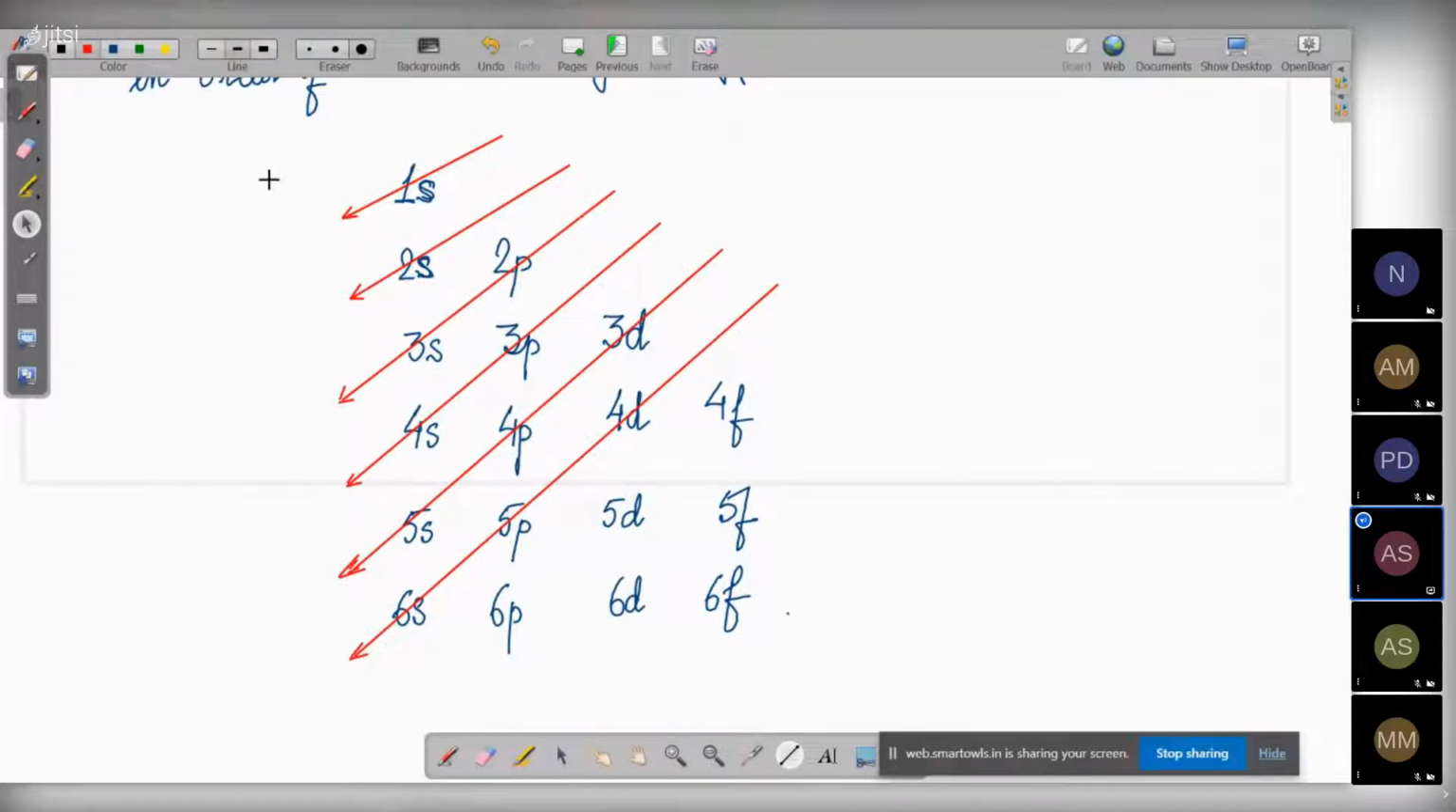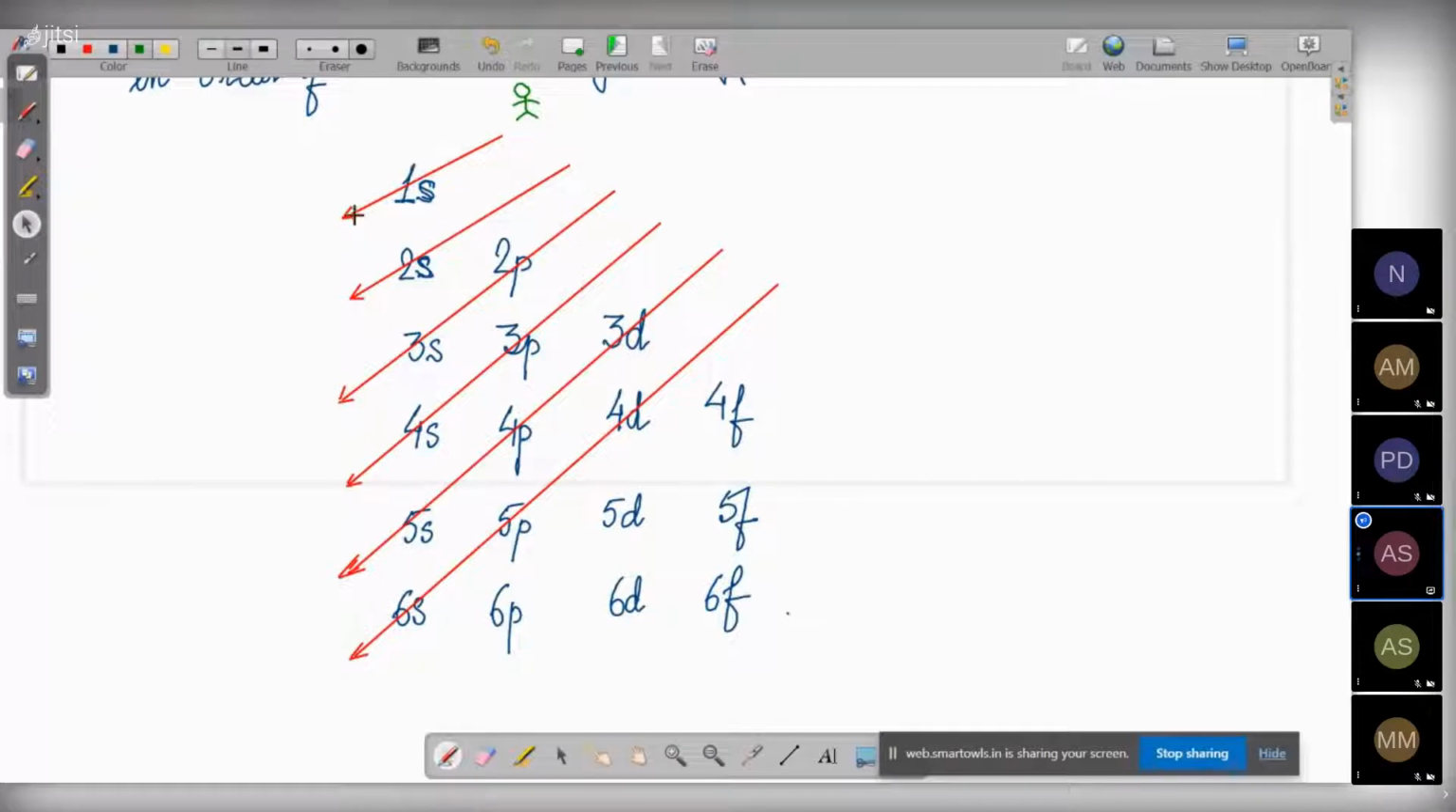Okay. So what does this line mean? Suppose this is one person. If he starts walking along this path, which orbital comes first? 1s. If he starts walking over here, what will first come? 1s is going to come at first.